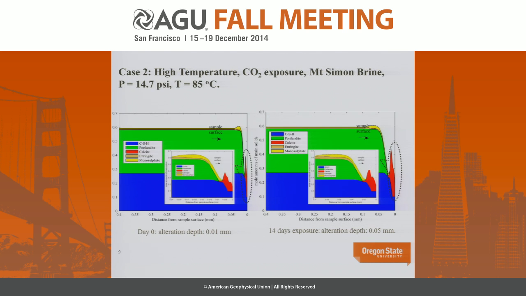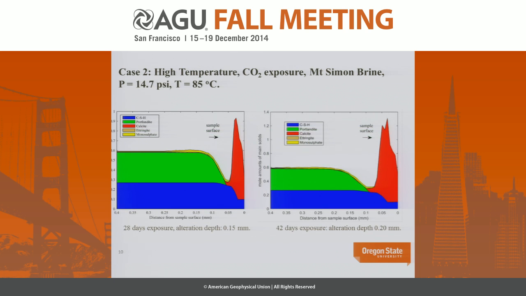In case 2, we use the Mount Simon brine. The composition was explained in the previous presentation. And this is the evolution of carbonation depth during time. So case 2 is just based on high temperatures. At the start, at 0 days, we have a very small carbonation rate because we have some small amounts of carbon in the Mount Simon brine. But after 14 days of exposure, it changes to 0.05 millimeter, and we can go further up to other levels.